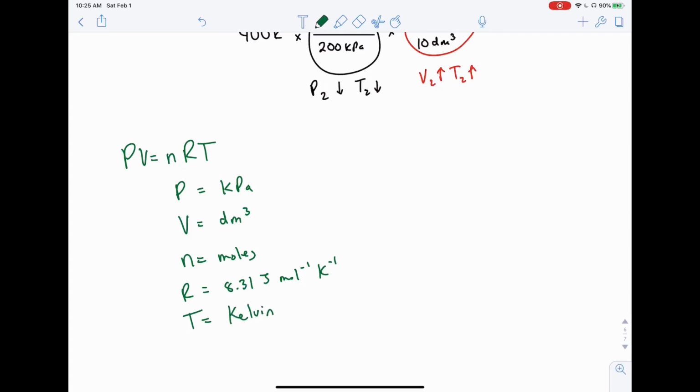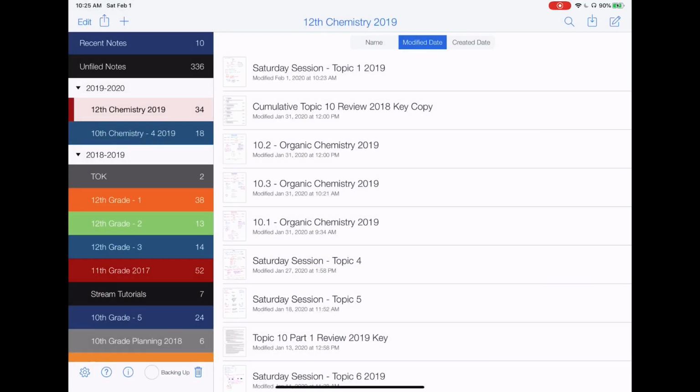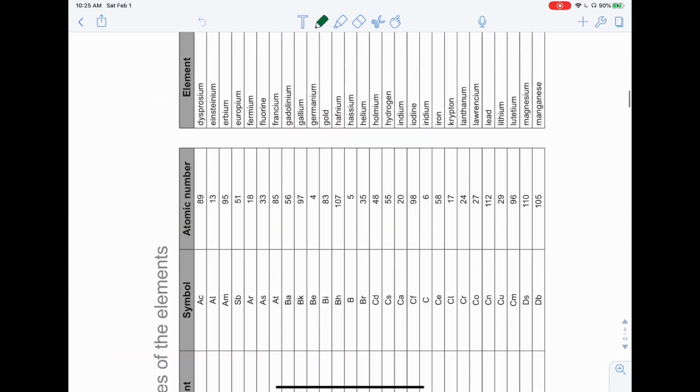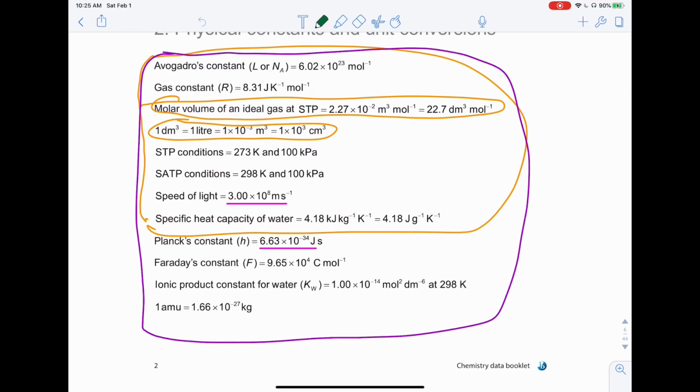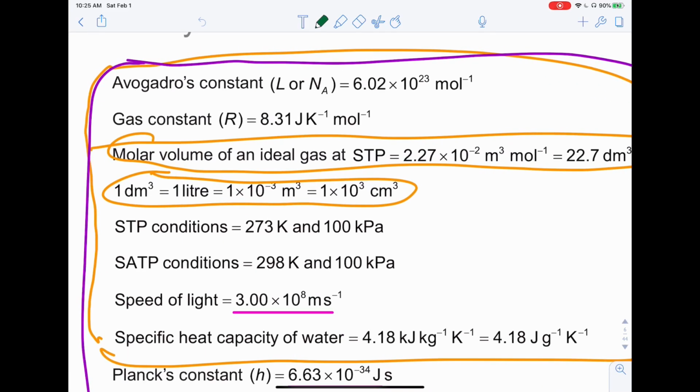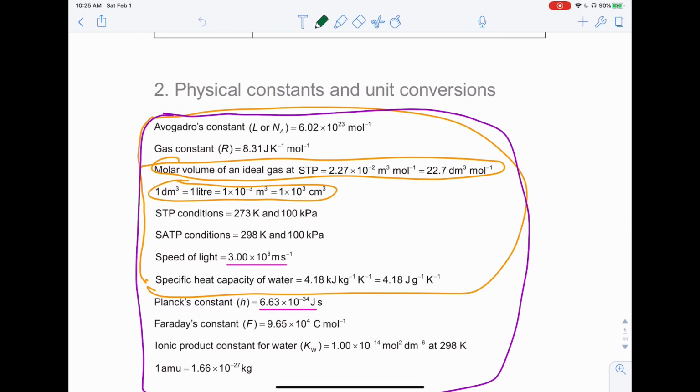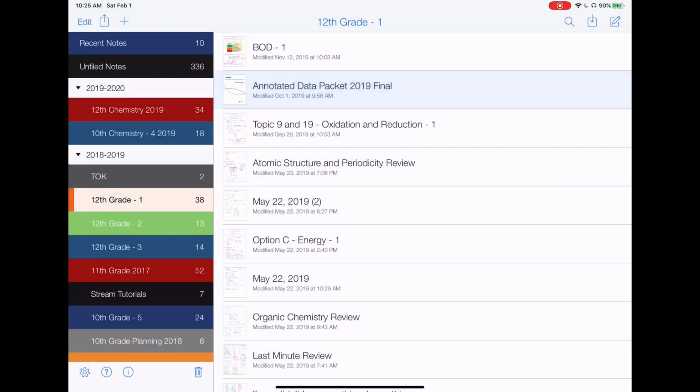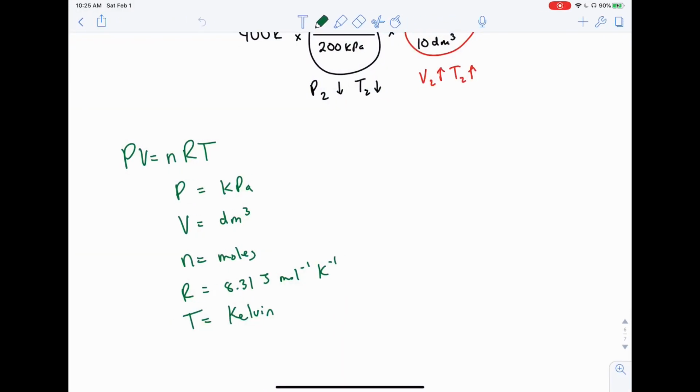I think the data booklet has always said 8.31. Maybe in physics it's different, but let me just double check. Yes, so it's 8.31. Oh, 0.0821. That's just a different unit for R. The IB doesn't necessarily like that because the units are all derived in there. Like liters is not an exact unit, and atmosphere is also derived. Kilopascals and decimeters cubed are more accurate units. And so 8.31.